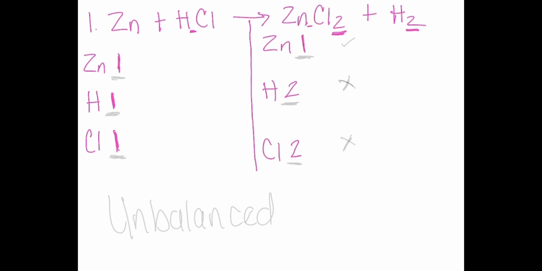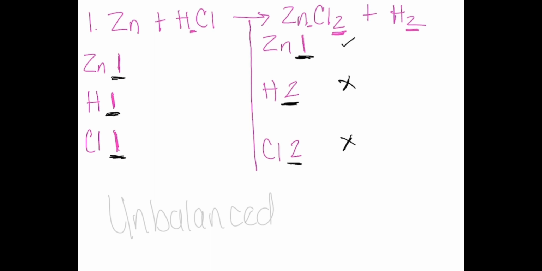Now, when I look at each side, I see that for my reactant side, I only have 1 Zn, and then for the product side, I only have 1 Zn. So yes, the Zns, they're good there. And then when I go to hydrogen, I see that I have 1 hydrogen on the reactant side, and then I have 2 on the product side. They are not the same, okay? And then the same thing for Cl. I have 1 on the reactant side, and then 2 on the product side. They are not the same.